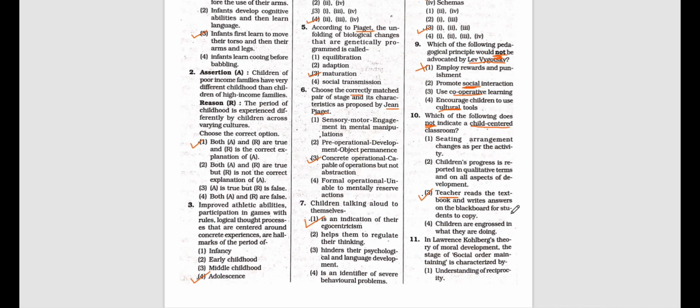So a learner or child-centered classroom means what? It means planning and transacting curriculum in the classroom in a way that allows for flexibility in pace and style of learning, keeping in mind that children in a classroom are widely different. So this is what we believe. Now let's go to the next question, question number 11.